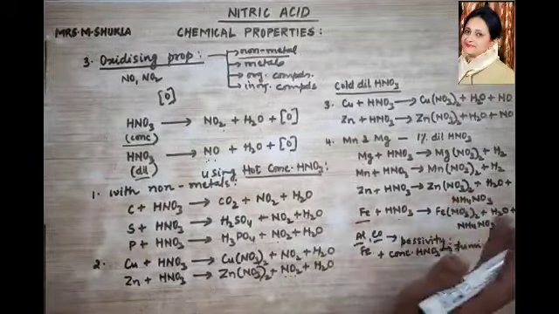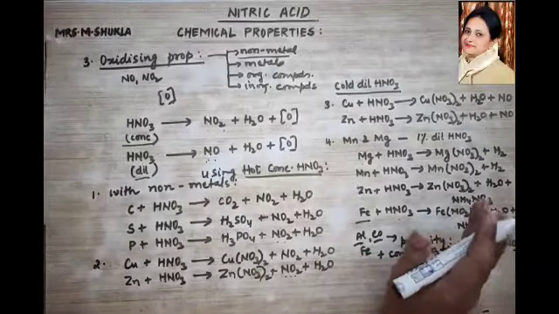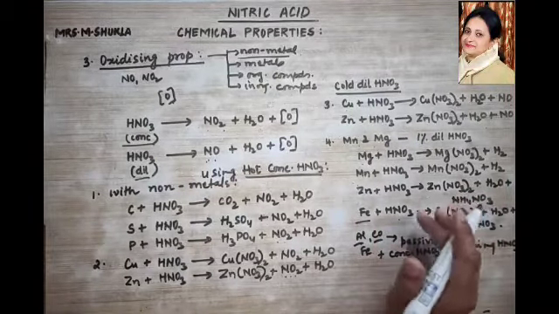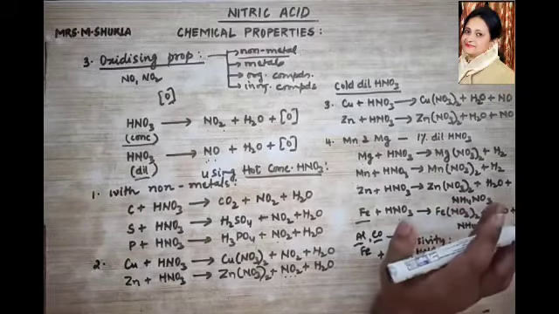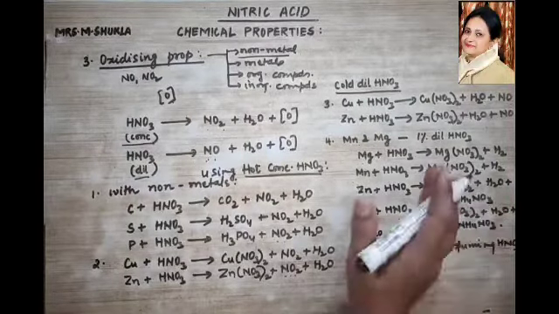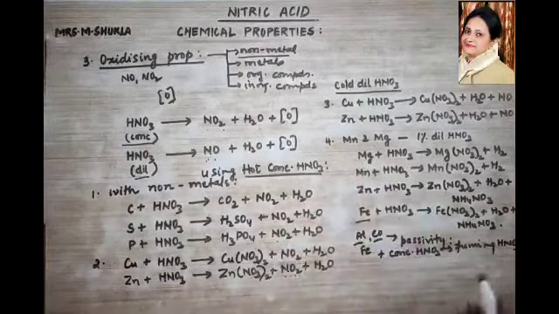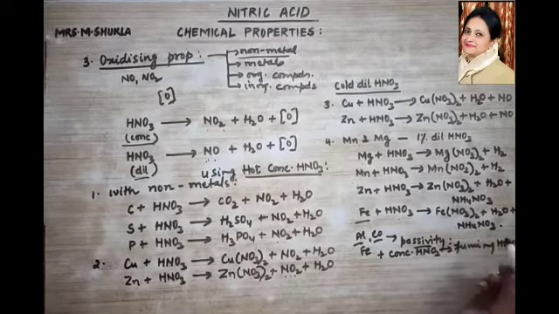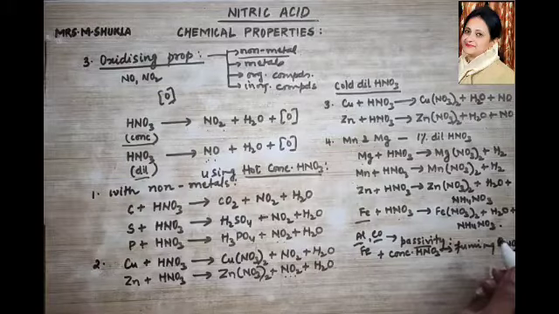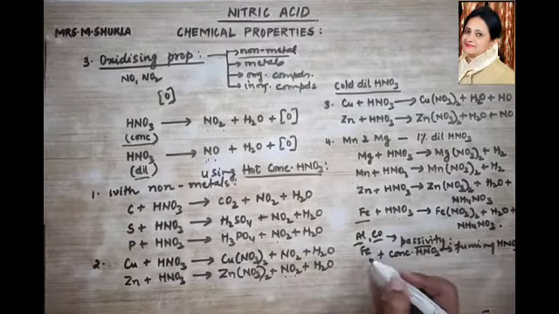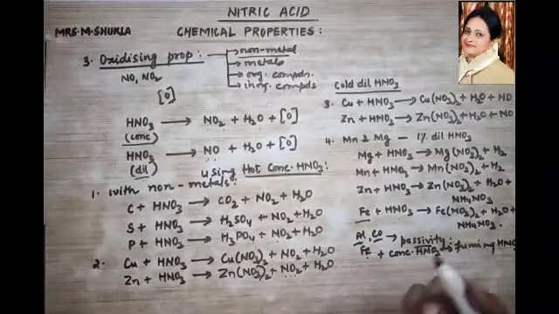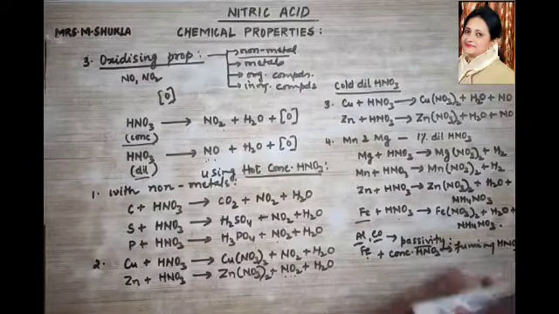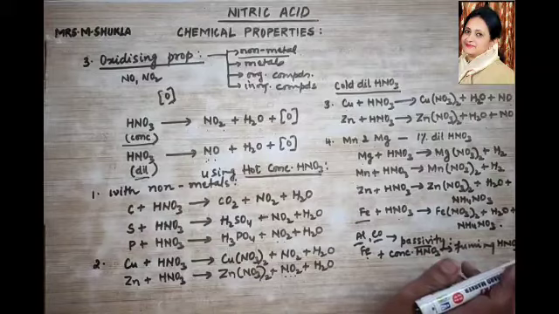They form a thin protective layer, an insoluble oxide layer, and it prevents the further reaction from taking place. That means the reaction remains incomplete. That is called passivity. So passivity: which metals show passivity with concentrated nitric acid? It can be aluminium, iron or cobalt. What kind of an acid is used over here? Concentrated nitric acid or fuming nitric acid is used over here.